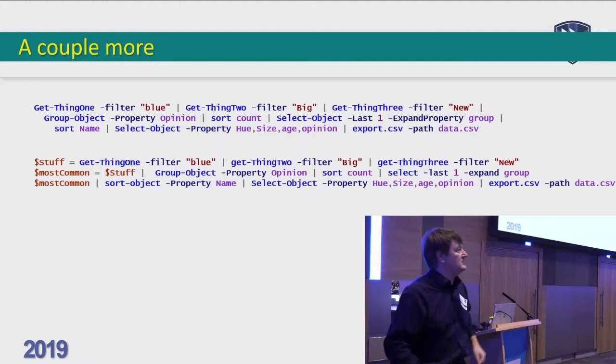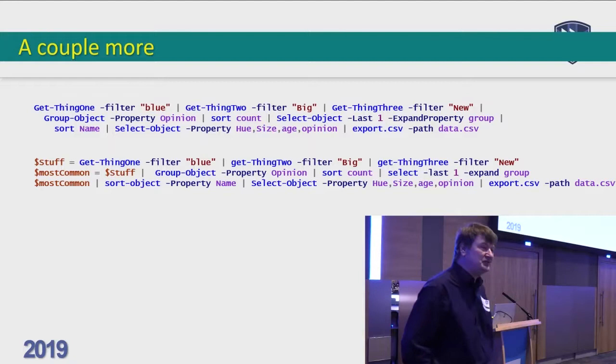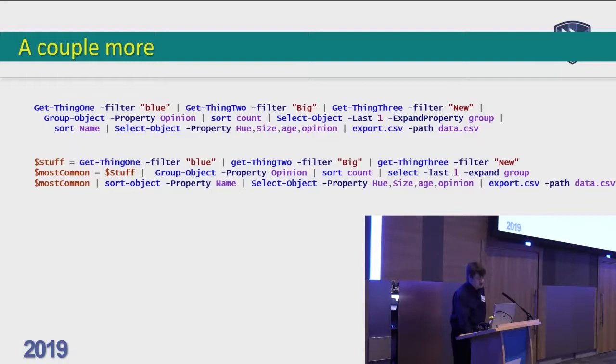I said don't call variables things like stuff. Don't call your functions get thing one and thing two, not unless you're into Dr. Seuss. You can spot some of the parents in the audience going, oh, yes, that's at the beginning of The Cat in the Hat, isn't it? But just breaking that into three separate lines makes it easier to read.